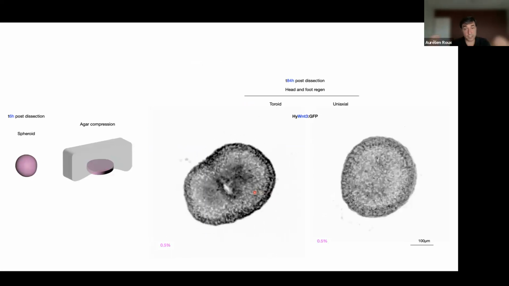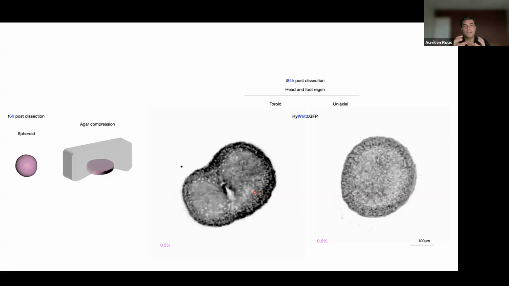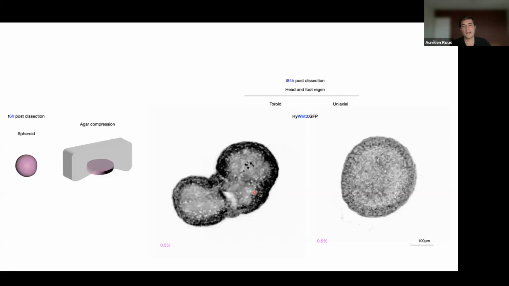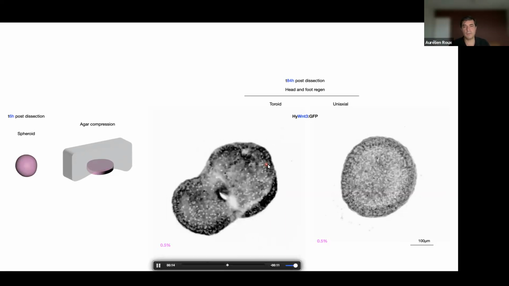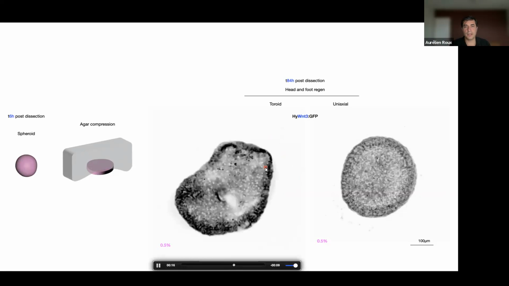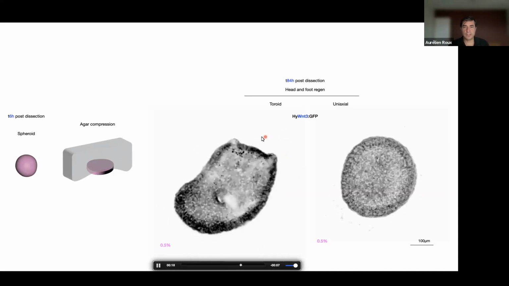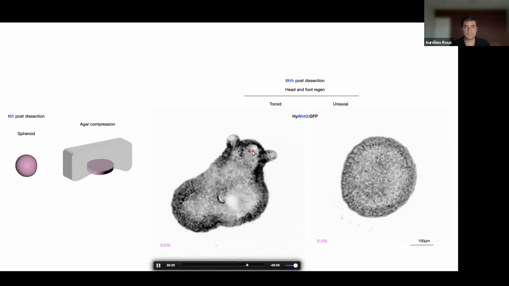So you see the tissue tearing and the opening, and you see that the foot and the head are still forming. The foot is on the left, I think, and the head will regenerate somewhere here. Okay, now you start to see the tentacles.